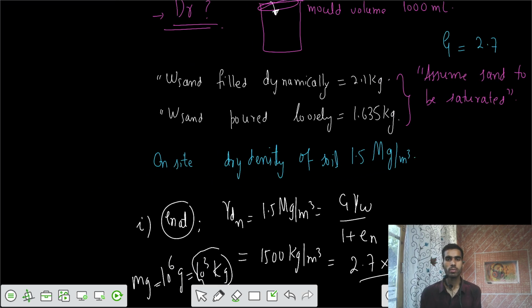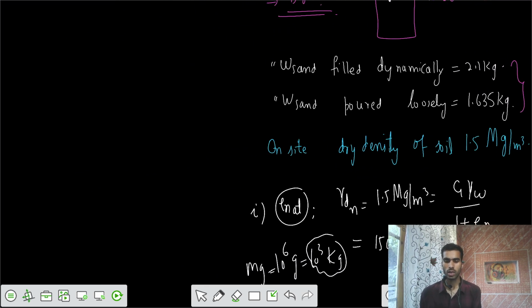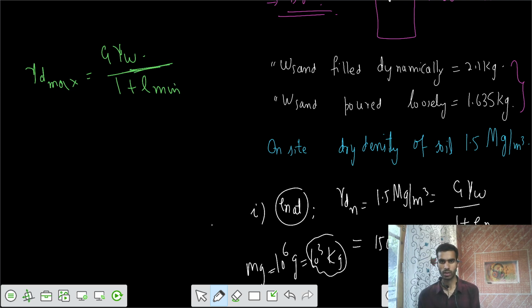Can you solve from this one? Should we write that gamma dry for the max condition is equal to G gamma W by 1 plus e for the minimum condition? Can we write that? Based on the data given to you, we can simplify and solve for that.